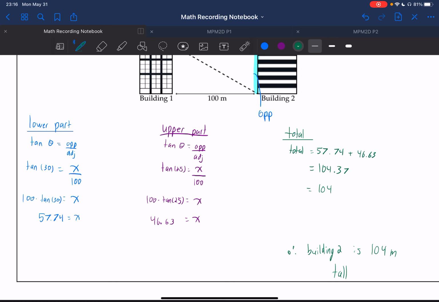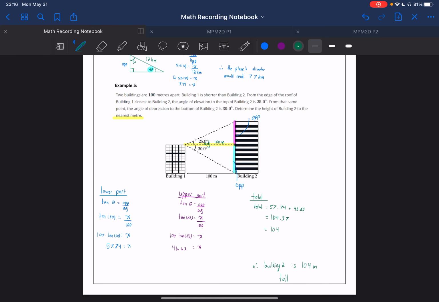And those are the basics to what these questions are going to look like. They don't get much harder than this. They're all pretty basic. You're just going to need to figure out what you know, what angles you have, and then solve for those missing angles or missing heights.